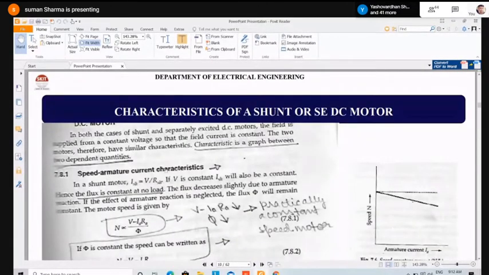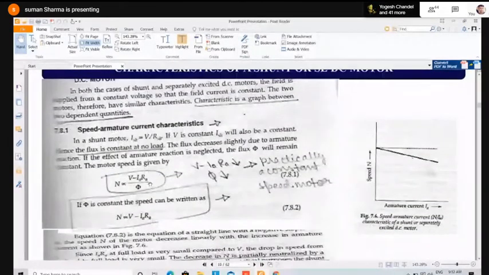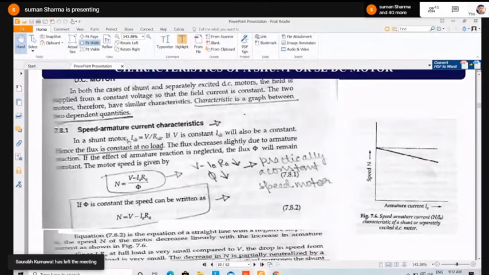Then what are the speed and armature current characteristics for shunt motor? In case of shunt motor, your field winding is in parallel, and the voltage across that field winding is V, the applied voltage. So your current Ish is equal to applied voltage V divided by shunt winding resistance. If this voltage V is constant, then your shunt current will also be constant. And if current is constant, then flux is constant, because flux is proportional to the current flowing in the field winding. Clear?